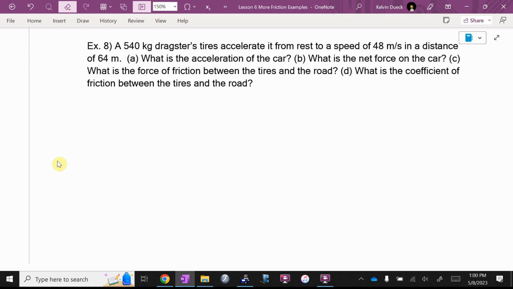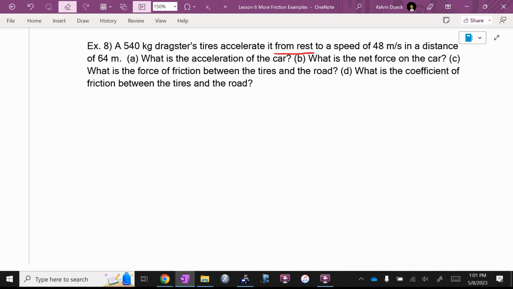This next question, I like this question, but it's got some teeth. I would consider this a solid B plus A minus level question. Read along with me, Dina. A 540 kilogram dragster's tires accelerated from rest. Probably I would underline that to a speed of 48 and a distance of 64. I'm already thinking to myself, I might need to use kinematics to find acceleration because we're in forces land.